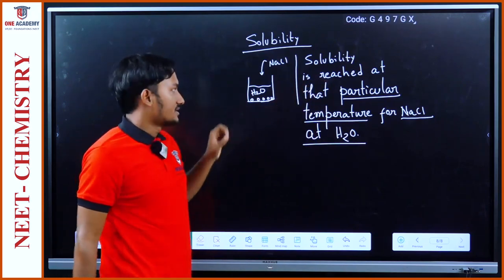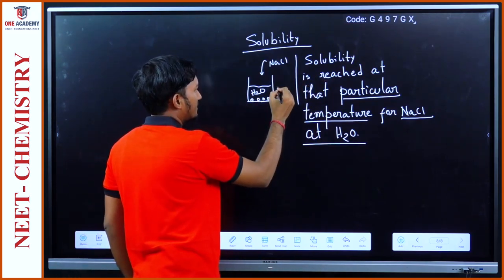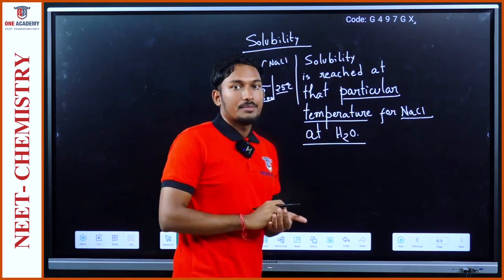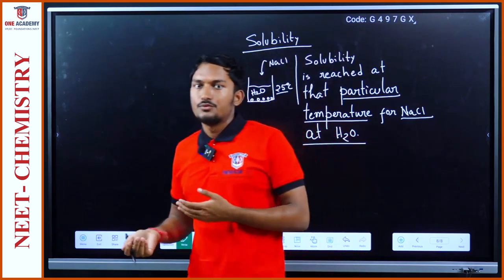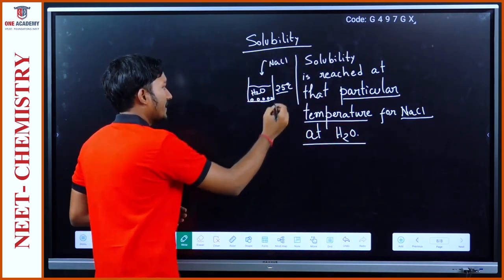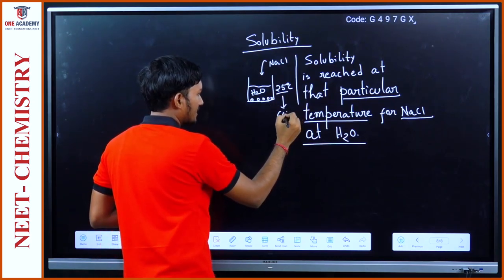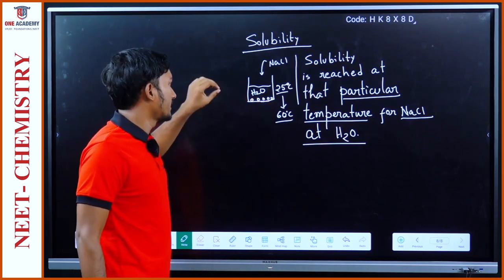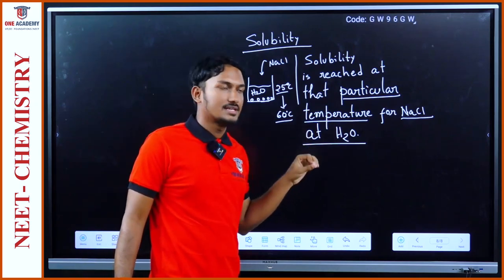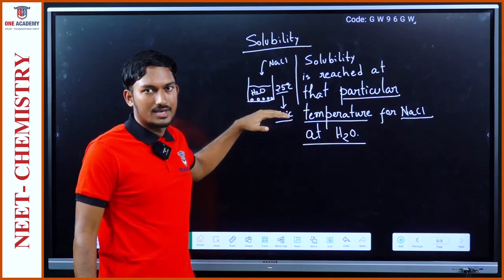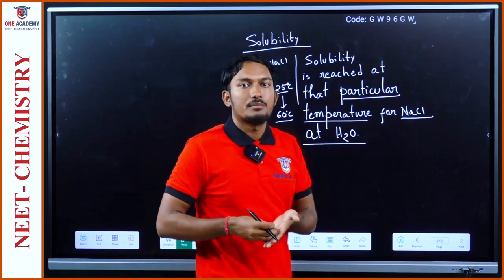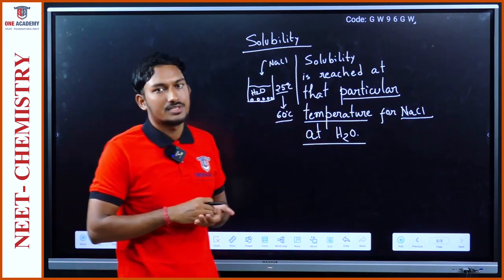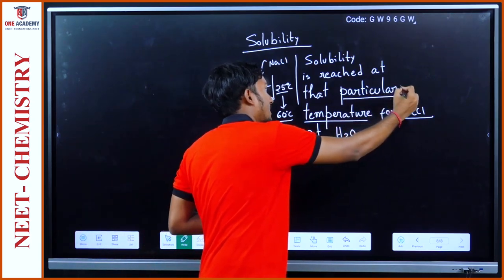This has significance. Suppose I am carrying out the process at 25 degrees Celsius. But if I increase the temperature, let's say up to 60 degrees Celsius, what will happen? I can see that the undissolved part of NaCl that was sticking to the bottom of the flask gets dissolved, and I can add more NaCl and that will also be dissolved. That means solubility depends on the temperature of the system. So that's why I have written particular temperature.